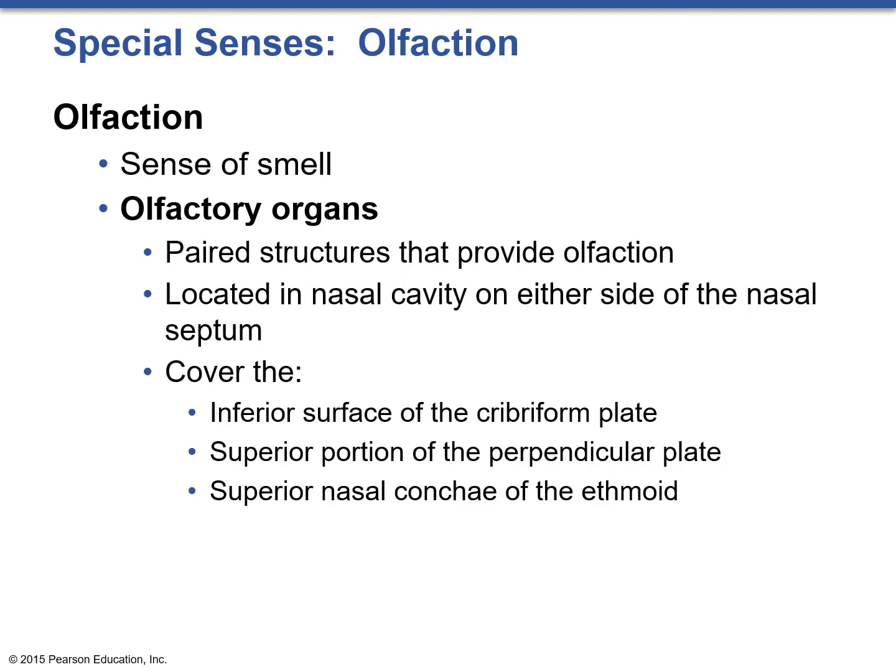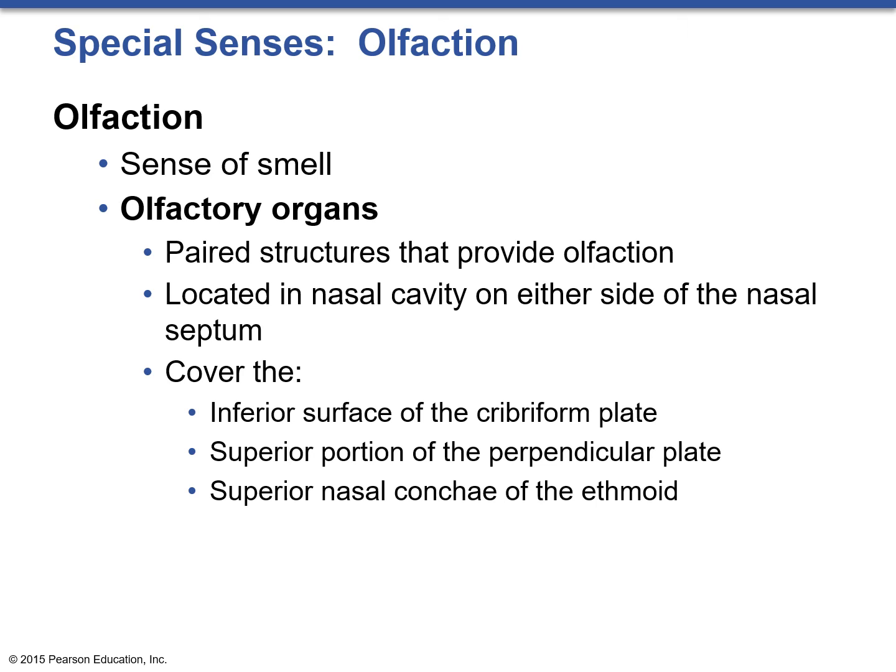We're now going to begin going through the different special senses of the body, including smell, taste, hearing, equilibrium, and vision. The first that we'll talk about is smell, otherwise known as olfaction. Olfaction uses the olfactory organs, which are paired structures that provide this sensation. They are located in the nasal cavity on either side of the nasal septum.